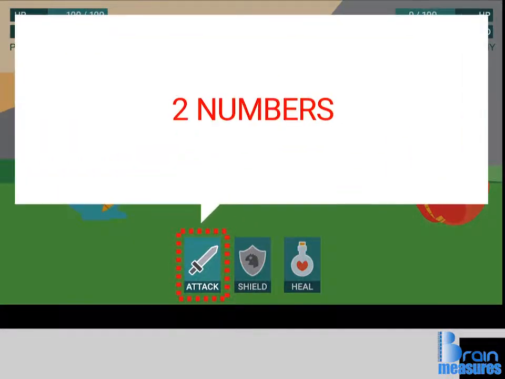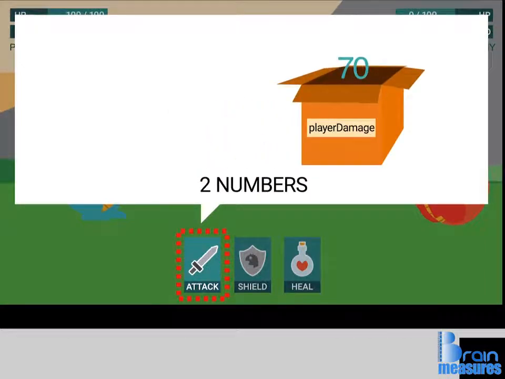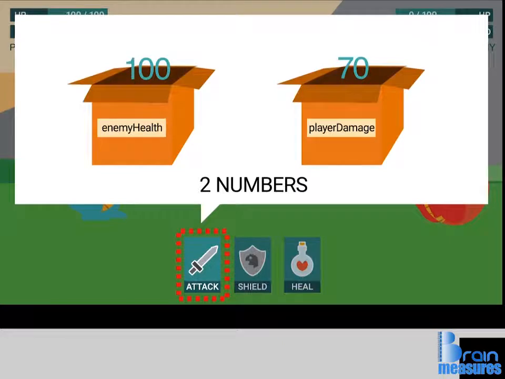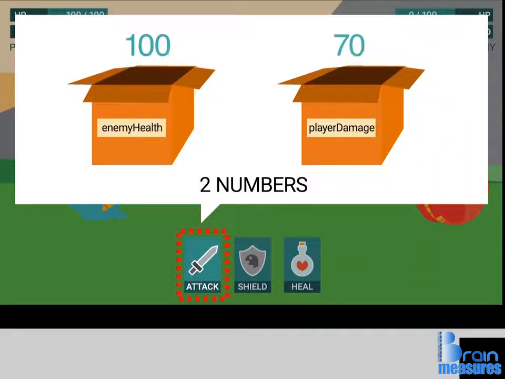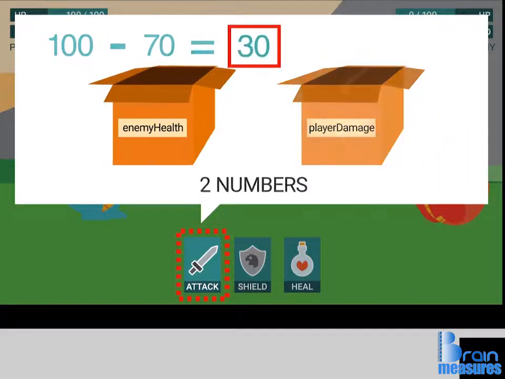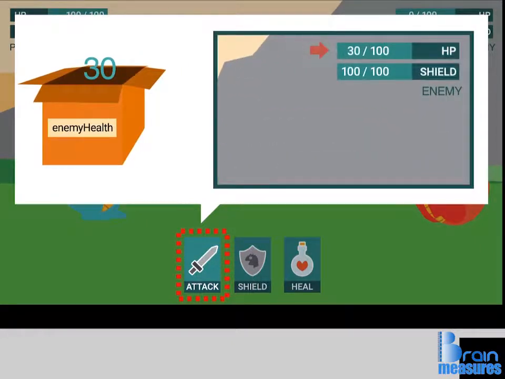First, we need to know 2 numbers, the amount of damage that the player is dealing to the enemy and the amount of hit points the enemy has. With these 2 numbers, we can calculate the new value of the enemy's health. We simply need to subtract the damage amount from the enemy's hit points. At the end, we'll update the game interface with the new health value and output it to the player.